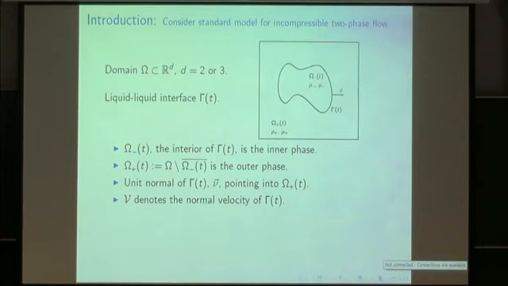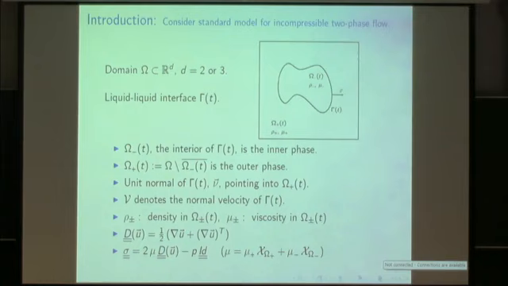On the interface, I specify a normal ν, which I let point into the outer domain. The normal velocity of the interface, which is really what determines how the shape of the interface is going to change, I denote with this calligraphic V. In fluid problems, we usually denote the velocity by u and the pressure by p. Then the symmetrized gradient of velocity is the rate of deformation tensor, and σ is the stress tensor, where p is the pressure, which is just the Lagrange multiplier for the incompressibility condition.